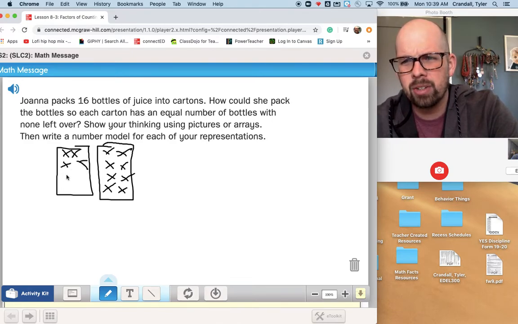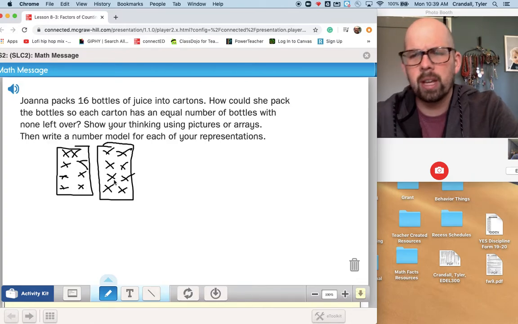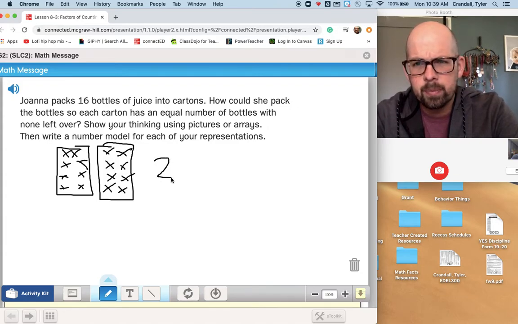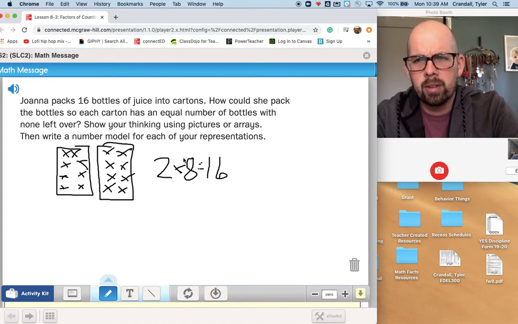And then in this other carton, these are the weirdest looking bottles, but I don't like to take the time to actually draw bottles. If it's talking about bottles, I'll just draw X's or circles. So there's eight in each. There's two cartons times eight bottles in each carton, and it equals 16. Does that match the problem? Well, yeah, it does, because there were 16 bottles.